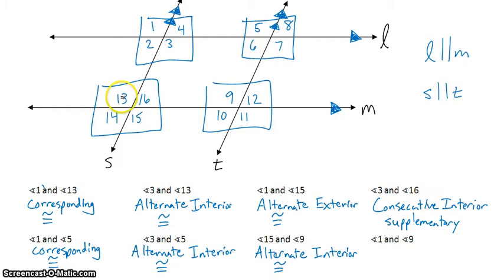1 and 13 are corresponding, which means that they are congruent. 9 and 13 are corresponding, which means that they are congruent. And if 1 is congruent to 13, and 9 is congruent to 13, by the transitive property, 1 and 9 are going to be congruent. So 1 and 9 are congruent, we just don't have a name for 1 and 9.